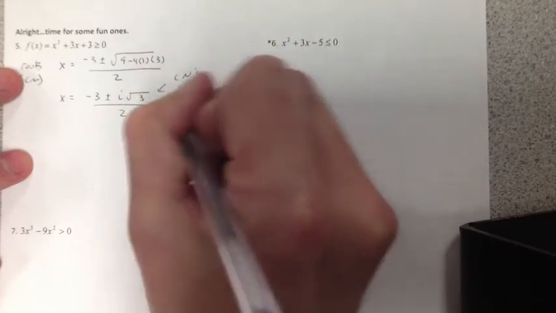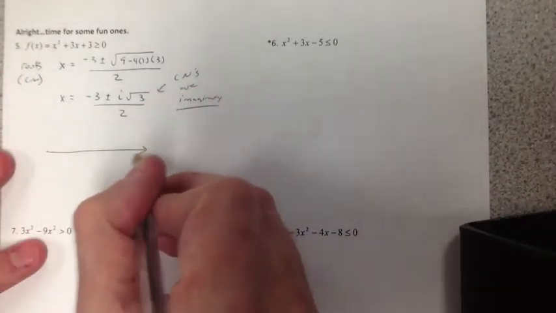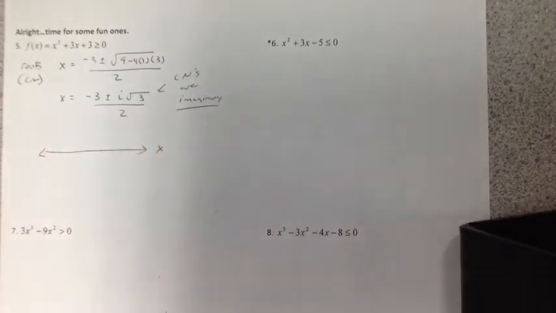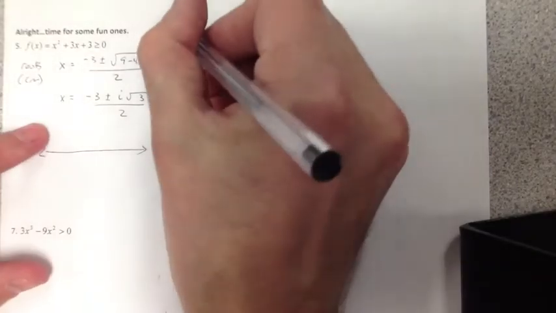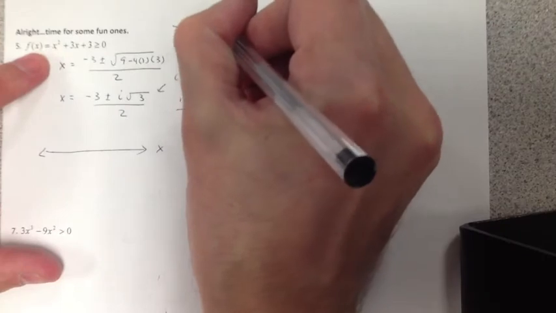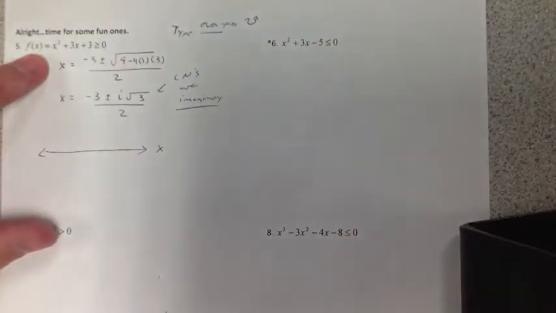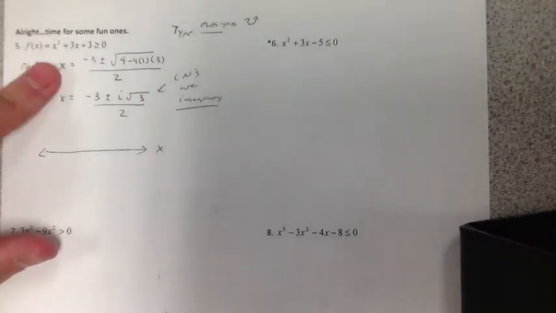What does that mean for us in terms of the graph? If I try to draw it, here is my x-axis. It will never cross the x-axis. So I have to ask myself a couple of questions. What does this look like? Well, we go back to our type. We know it's even positive, so it has to open up. This must open up. So where is it going to go?